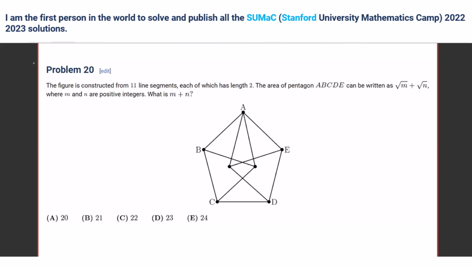It says the figure is constructed from 11 line segments, each of which has length 2. The area of pentagon ABCDE can be written in terms of m and n.